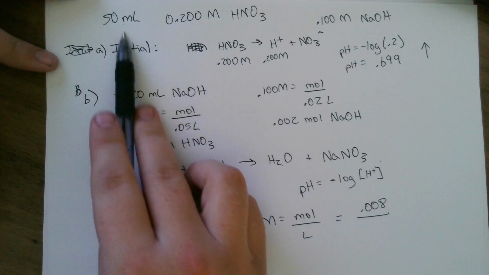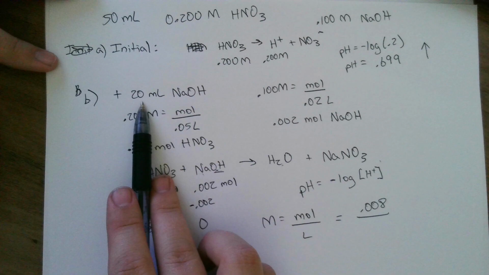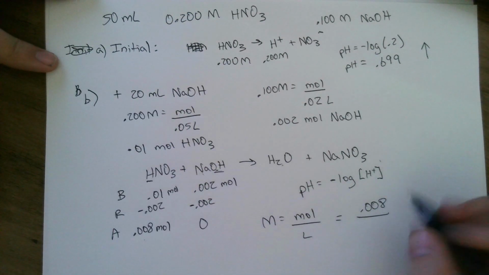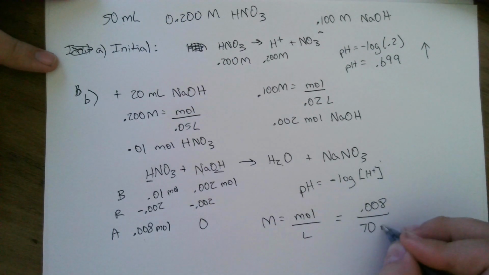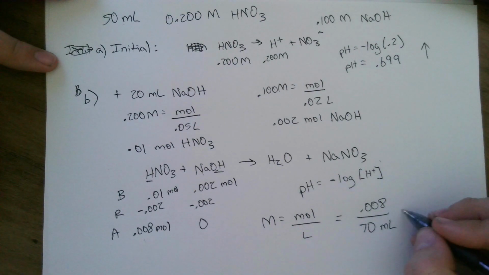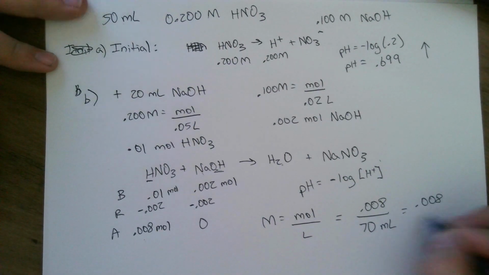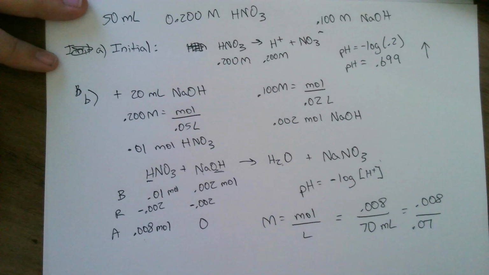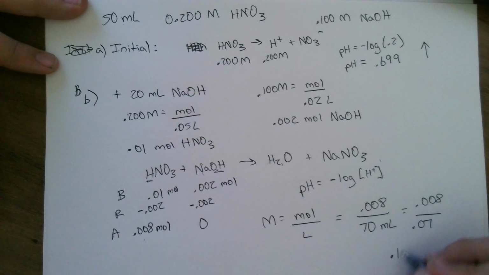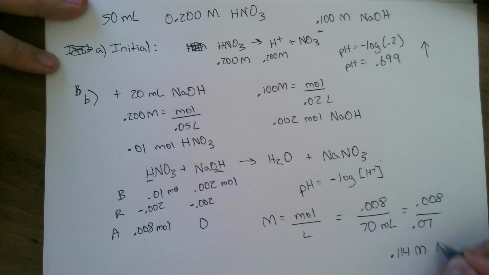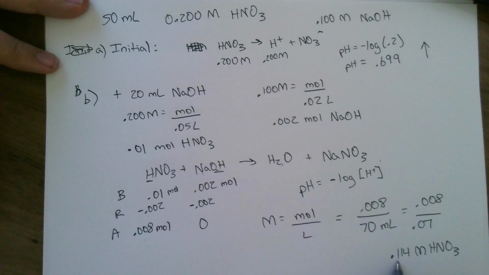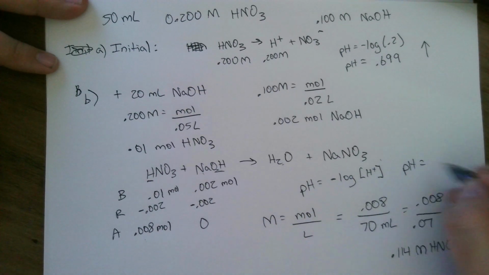We started with 50 milliliters of this acid, but we just added 20 milliliters more to it. So we actually have 70 milliliters, which if we convert it to liters is 0.07 liters. Divide this and I get 0.114 molar HNO3. So that's the number we're going to plug into the pH formula. When you do, you get 0.943.